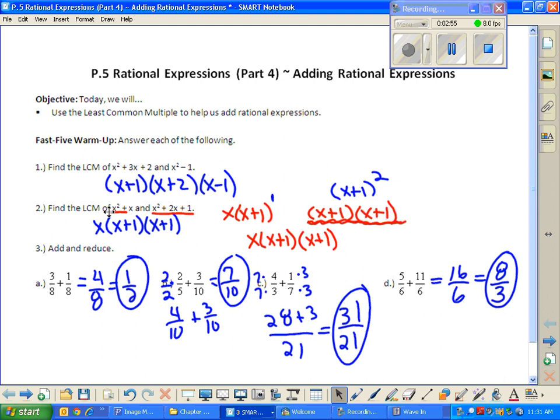So what do you do first when you're asked to do, like, that warm-up I gave you, A through D? I didn't tell you how to do it. You just had to do it. What did you do? Tammy, what did you do first? Where did you look to see if there was a like denominator?